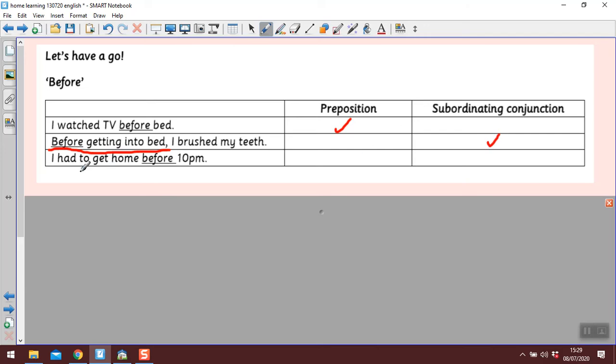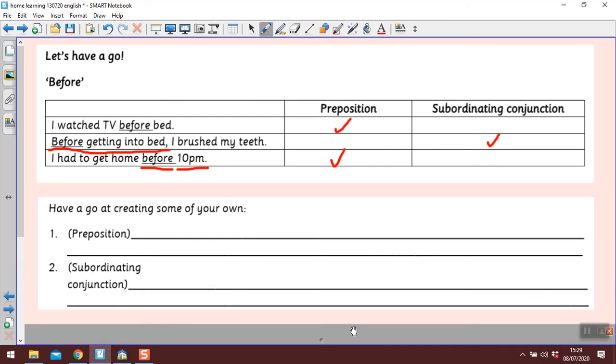And then here, I had to get home before 10. Look at this bit. So here's before. What's after the word before? It's 10 p.m. Does 10 p.m. contain a verb? No. Therefore, it's a preposition. It just tells us when in the day it is.